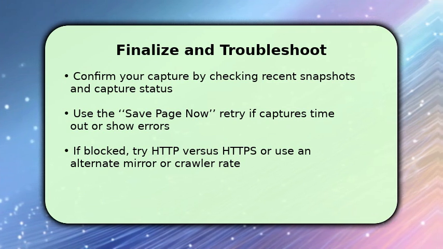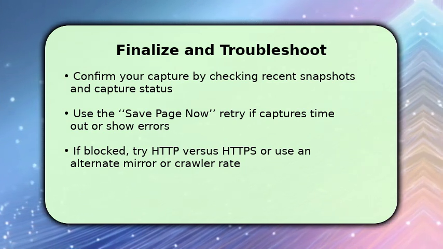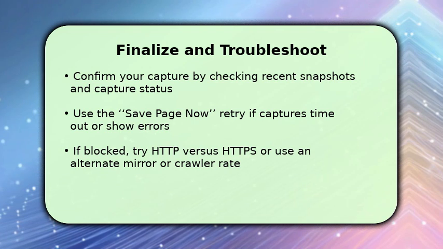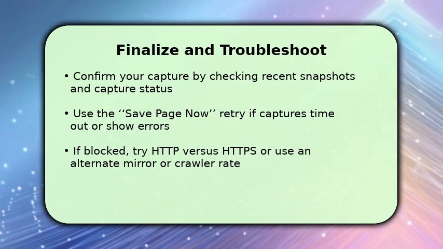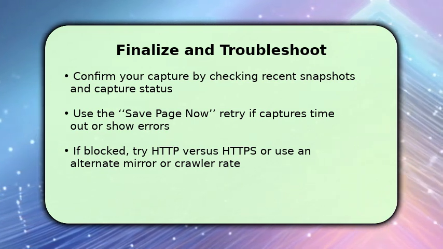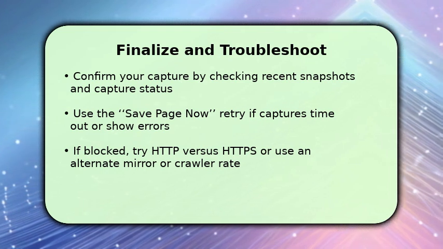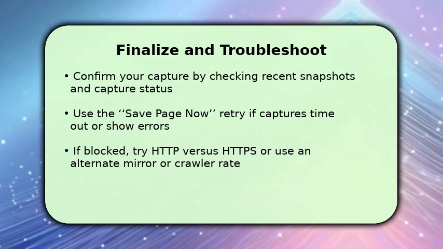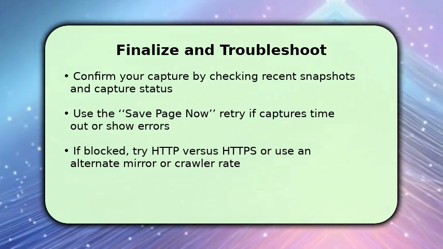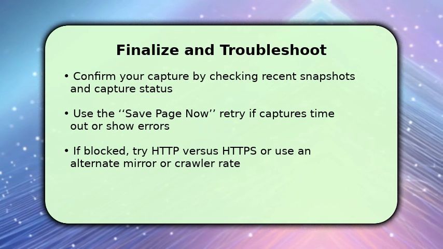If a capture failed, retry immediately using Save Page Now, and consider switching protocol from HTTPS to HTTP or vice versa. Some servers block archive crawlers selectively. Also adjust timing and avoid heavy page scripts by using a lightweight user agent.